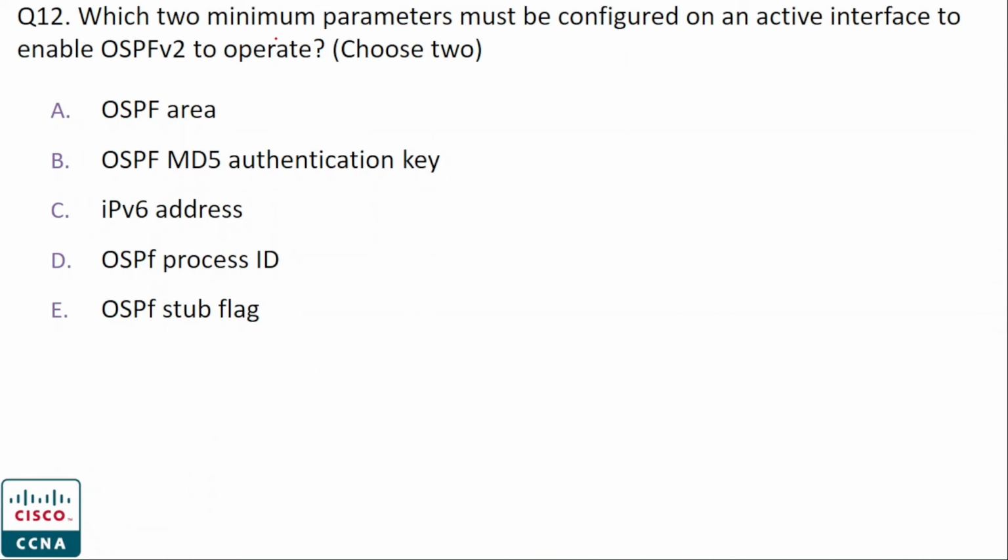Question number 12. Which two minimum parameters must be configured on an active interface to enable OSPF version 2 to operate? Choose two options, and the options are option A, OSPF area, option B, OSPF MD5 authentication key, option C, IPv6 address, option D, OSPF process ID, and option E, OSPF stub flag. And the correct options are OSPF area and OSPF process ID.